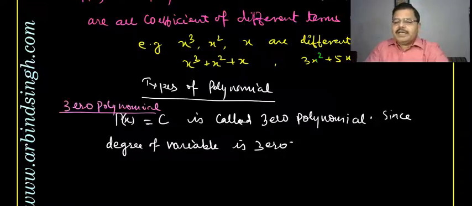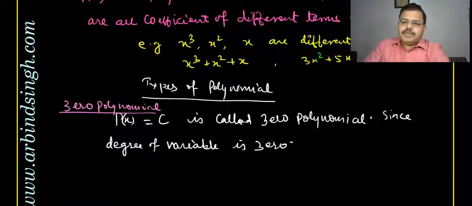But simultaneously, there is only one term, no other terms, and that is why this is also called a monomial. So these are the types of polynomials on the basis of degree and on the basis of terms. First I am going to discuss the basis of degree, zero polynomial.